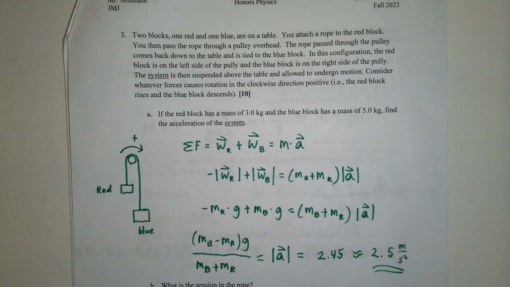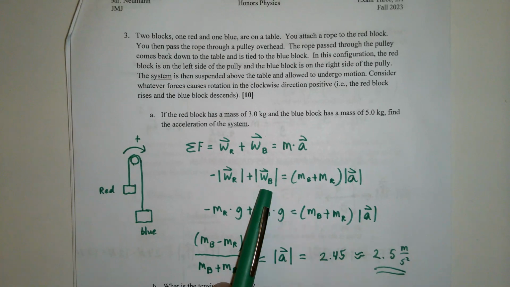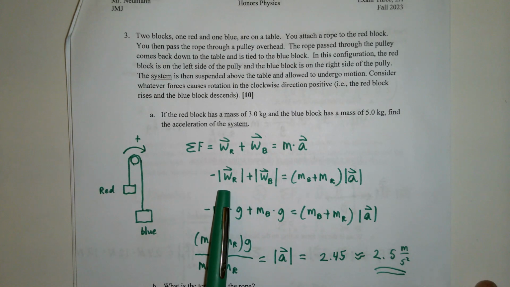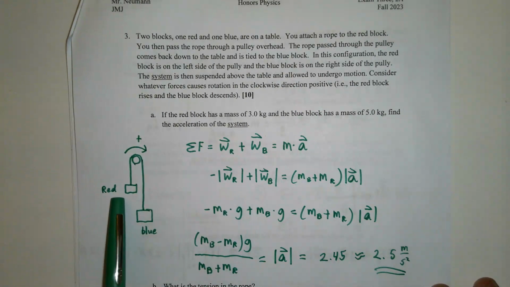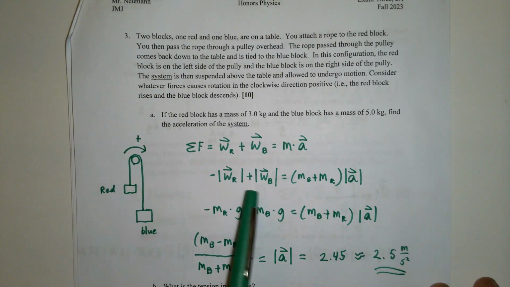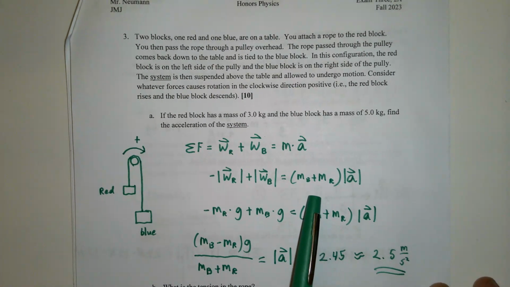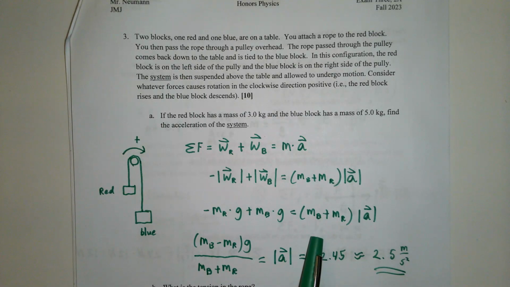Whatever force causes that is a positive force. So the blue block is causing a positive force on the system, and it's opposed by the weight of the red block, which is on the other side of the pulley. Those forces are acting on a system that has a total mass of the two blocks together, so 3 plus 5, or 8 kilograms.